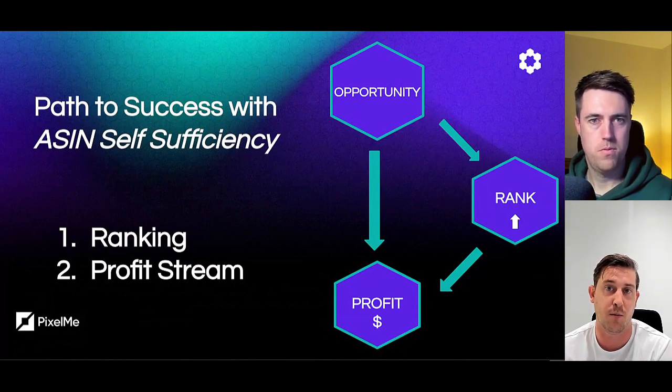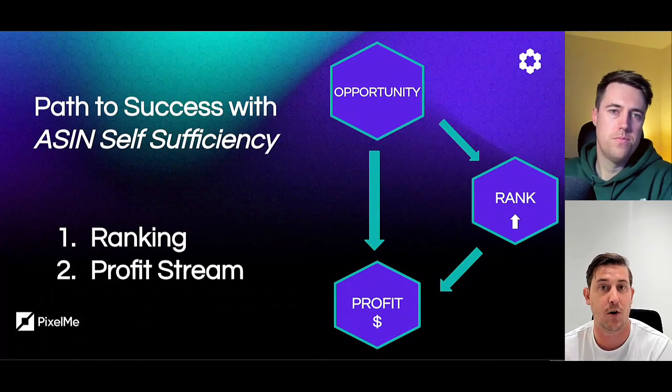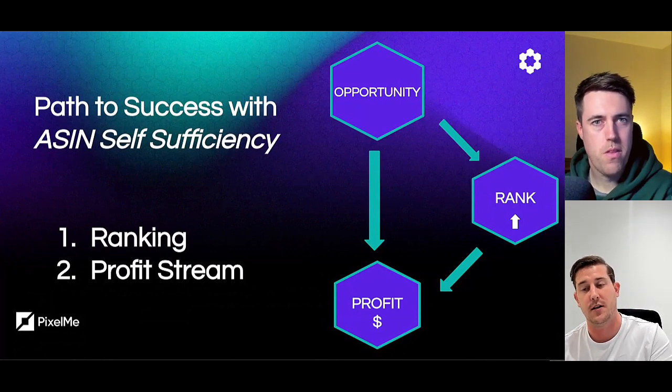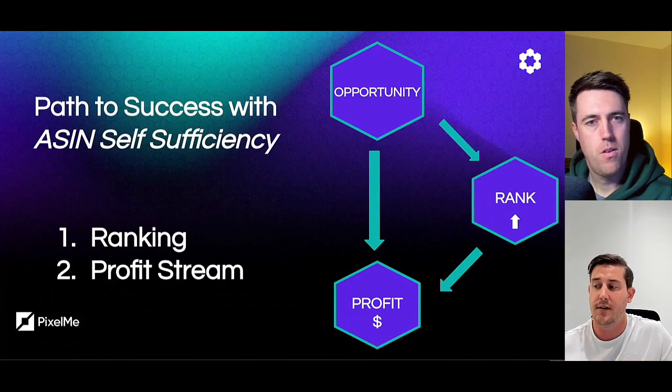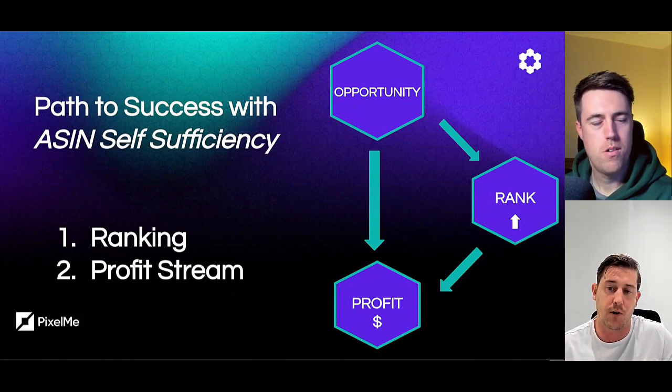We want to make you guys more money, but we also want to give you more control of your business. So there's opportunities for ranking, there's opportunities for profit stream, and of course there's launches, which we always look at from a ranking perspective. So I'd say it's probably about 80-20. 80% come to us for ranking, about 20% of people come to us for those profit streams.